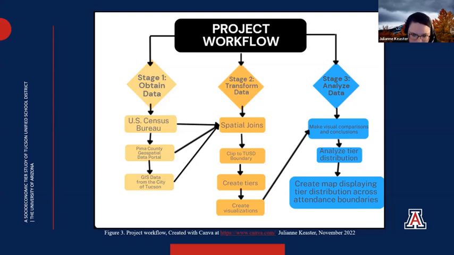The next step was stage 2, which was transforming the data. I performed calculations and I weighted socioeconomic variables to create the 4 tiers. Just to contextualize it, tier 1 is the lowest socioeconomic score, meaning the most socioeconomically disadvantaged. And then tier 4 represents the highest socioeconomic scores, comparatively the most socioeconomically advantaged.